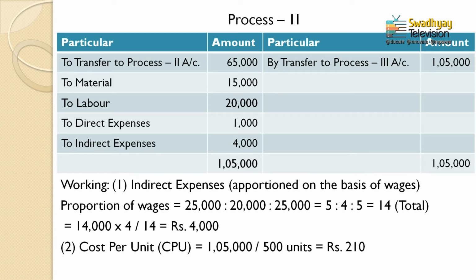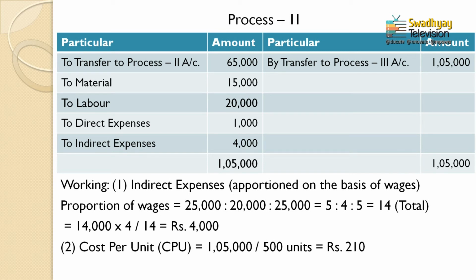Again, we need to identify the cost per unit, CPU. How would the CPU be calculated? It is the same formula as we used in the previous process: the total cost incurred in the respective process divided by the number of units manufactured, and that is 500. So, 1,05,000, the total cost of process 2, divided by the 500 units manufactured for process 2, comes to rupees 210. This is the cost per unit of the process 2 account, and this is the way to find the CPU for process 2.